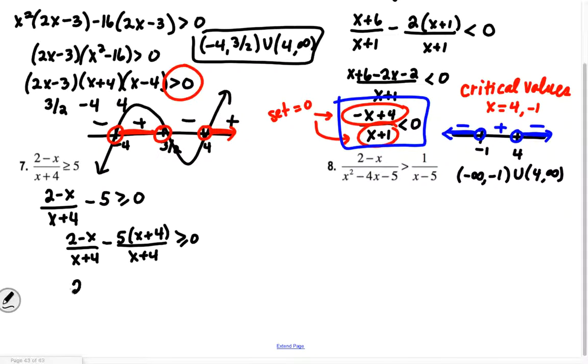So when I combine, I have 2 minus x minus 5x minus 20. Do you guys see how I got that minus 20? So I have to distribute this -5 into both of those.